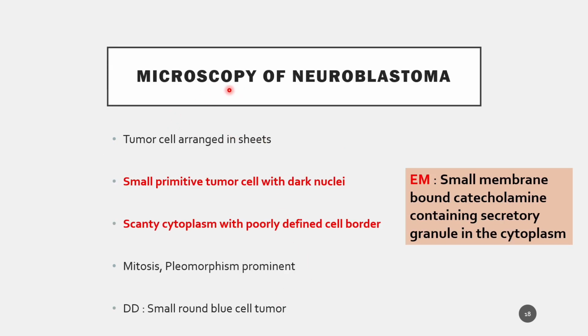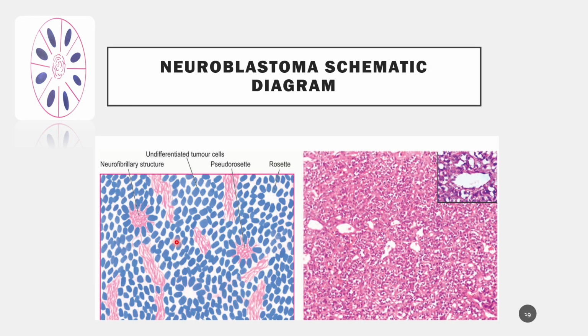Now, microscopic appearance. If you take a biopsy and do the histopathological examination, what is the microscopic appearance? These tumor cells are arranged in sheets, homogeneous sheets, and the nucleus is very dark, and small primitive tumor cells are present. The nucleus is very dark, and they have scanty cytoplasm with poorly defined cell borders. See, these are the neuroblastoma cells.